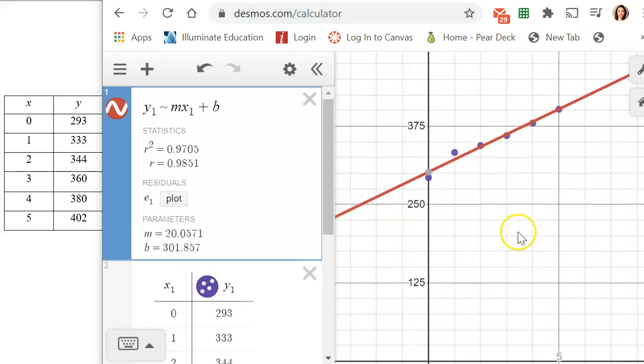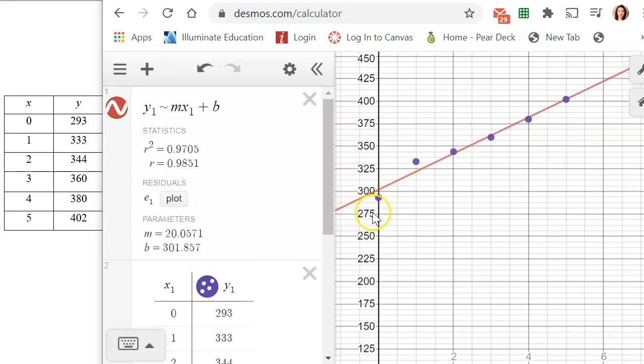And you'll notice that that's a pretty good line because most of the points along that line are very close to our line. We call this a line of best fit here. Okay, and so what I want you to notice here is that we have an R value that is 0.9851.